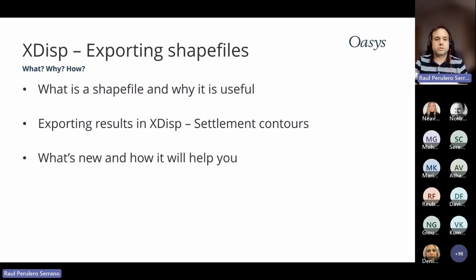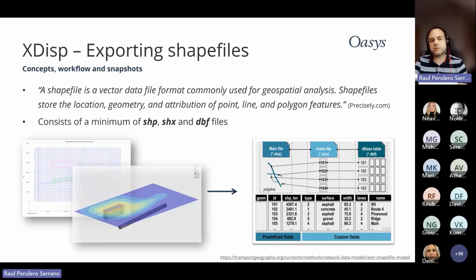And then also what's new about shapefiles in XDisp, and how can you take advantage of this new functionality. So a shapefile, by definition, is a vector data file format that normally is used for geospatial applications. And a shapefile stores things like points, polygons, lines, and data associated to those.